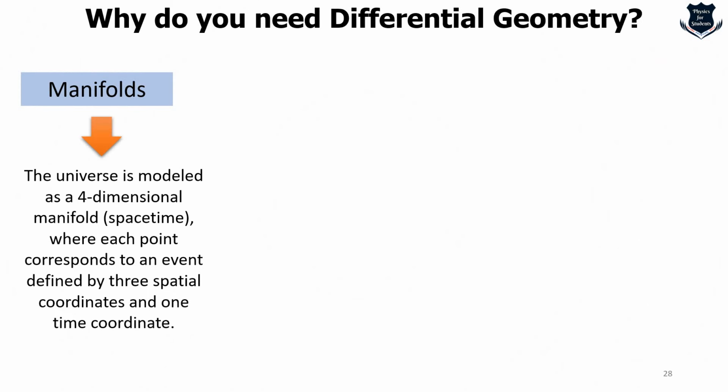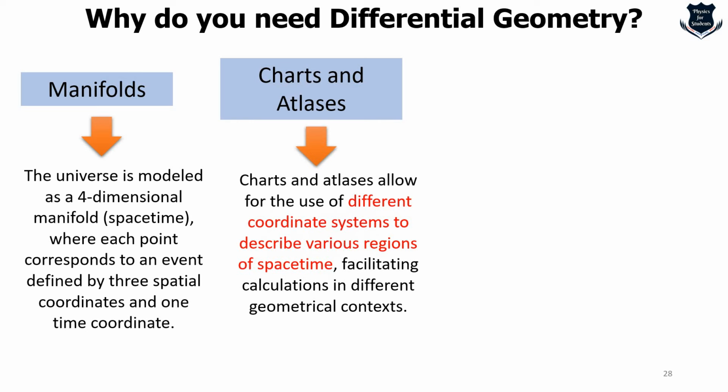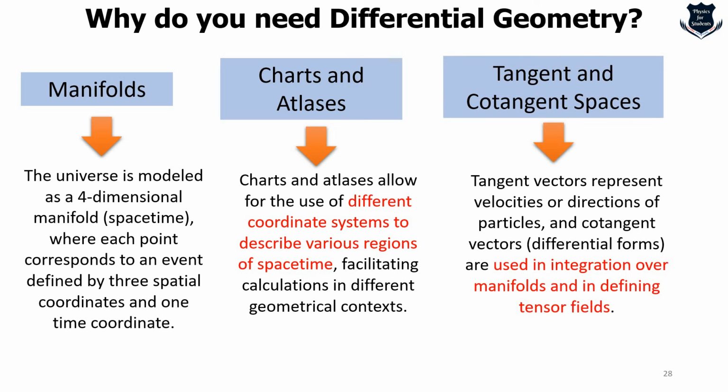So from here what we can understand is that manifolds are actually a universe. It is a universe which is modeled for a four-dimensional space-time so that the spatial coordinates are defined. This is something again very specific to differential geometry. There are certain things which are called charts and atlases, and these are different coordinates to describe various regions of space and time. This is something which is called tangent and cotangent spaces. A little bit technical because it is used in integration over manifolds.